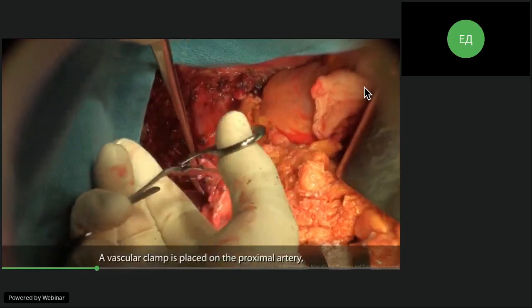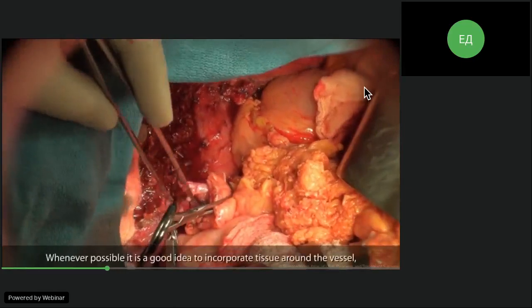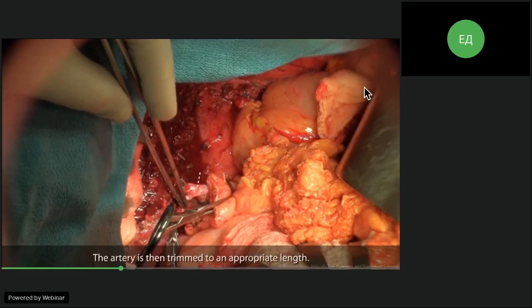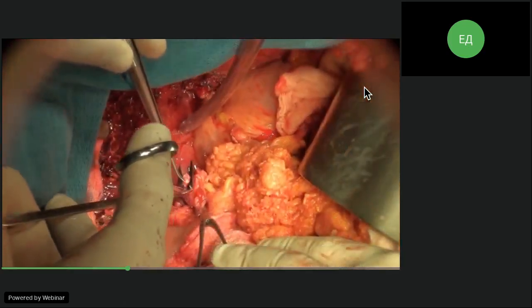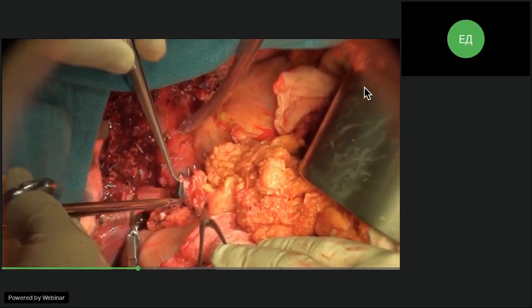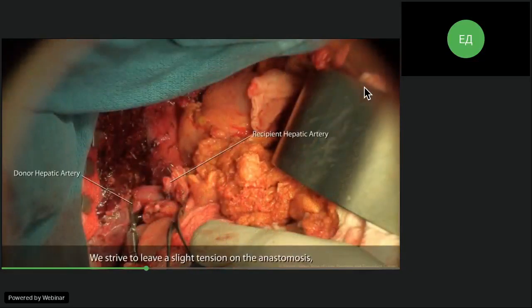A vascular clamp is placed on the proximal artery, compressing the tissue around the vessel. Whenever possible, it is a good idea to incorporate tissue around the vessel so as to avoid direct trauma to the artery itself. The artery is then trimmed to an appropriate length. We strive to leave a slight tension on the anastomosis to avoid kinking once the clamps are removed. In this case, the donor and recipient arteries are a good size match.